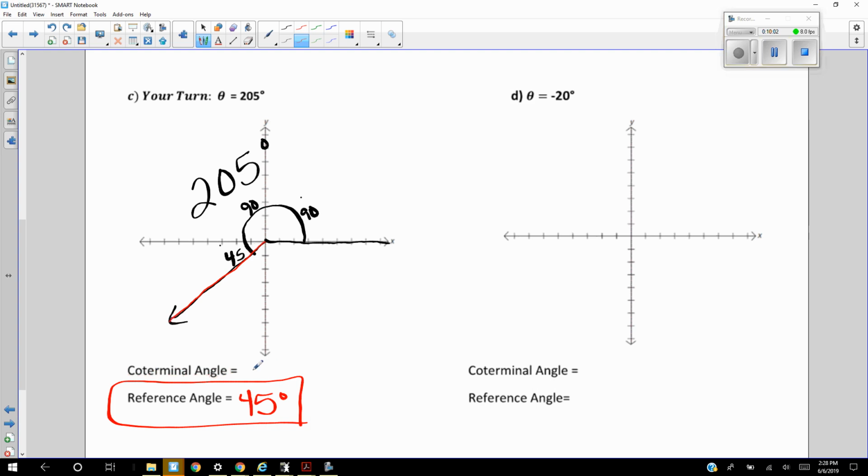And then the coterminal angle would just be negative. And then 360 minus 205. So the coterminal angle is negative 155.